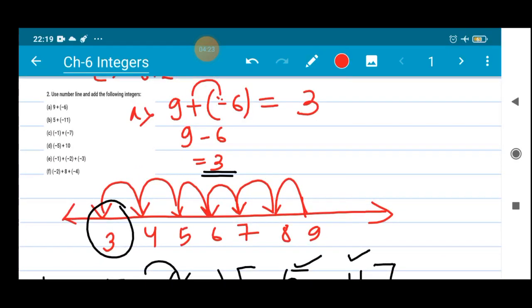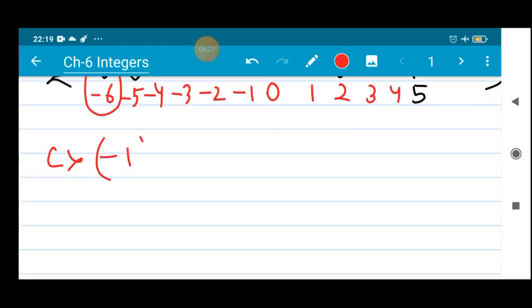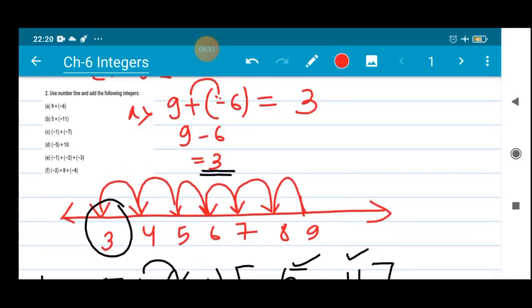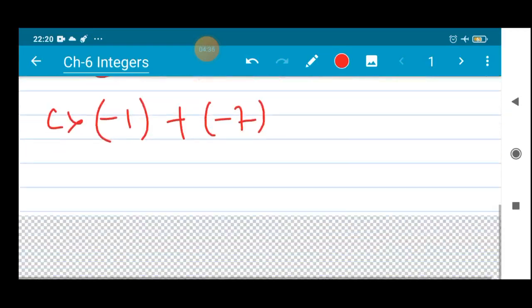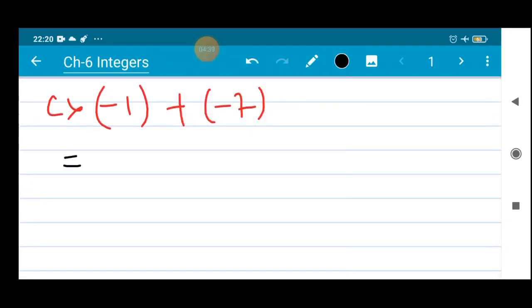Minus 1 plus, inside the bracket, minus 7. This was the question, right? So let us have a look again. Question C is minus 1 plus, inside the bracket, minus 7. Okay, so let's do this work in rough, because they have not asked to do the calculation, we just have to take the help of a number line.